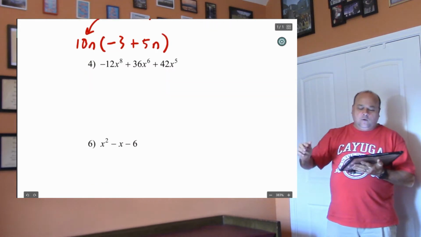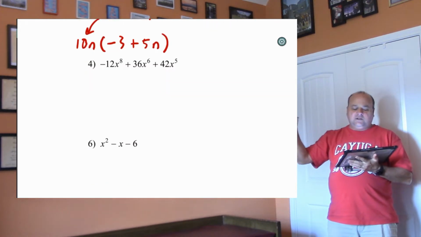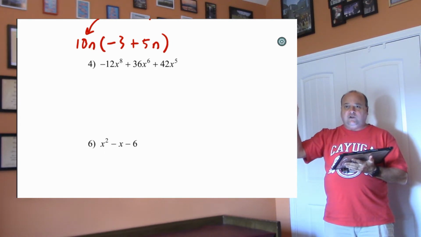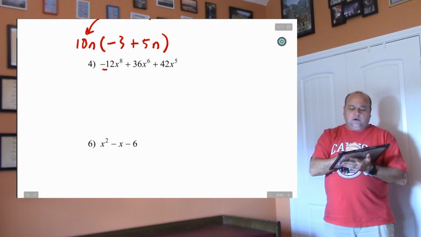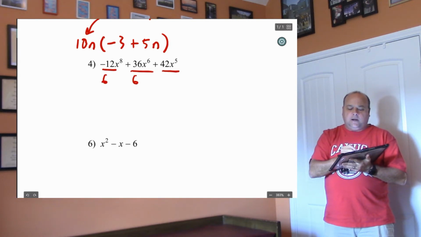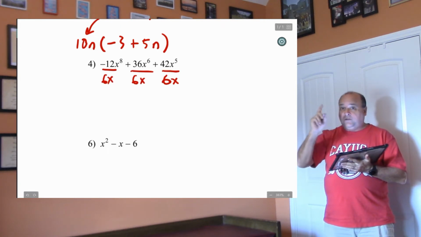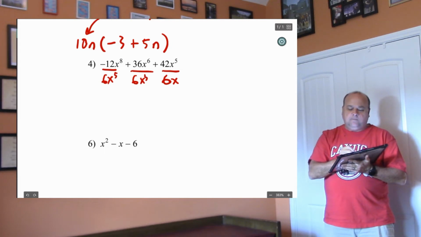Let's go down to number 4. Okay, 12 is the smallest number, but 12 won't go into 42. It goes into 36, but not 42. But 6 works, right? Half of 12, 6. So we're going to draw a fraction bar and put 6 on the bottom. They all have x's. And remember, you use the smallest exponent, which is 5, right?